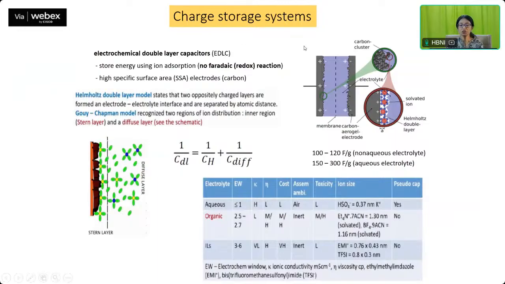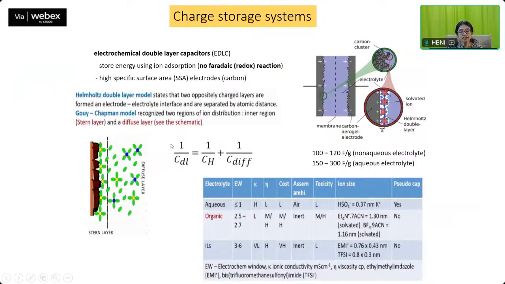So now let's look into the charge storage system. Electrochemical double layer capacitors store energy using ion adsorption, so there is no Faradaic or redox reaction happening. You have a high specific surface area of the electrodes, and generally carbon is used. And you have a Helmholtz double layer, which states that two oppositely charged layers form at the electrode-electrolyte interface, separated by atomic distance. And the Gouy-Chapman model recognizes two regions of this ion distribution: an inner region, which is the Stern layer, and then a diffuse layer.